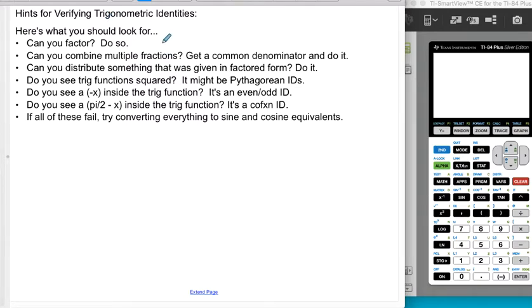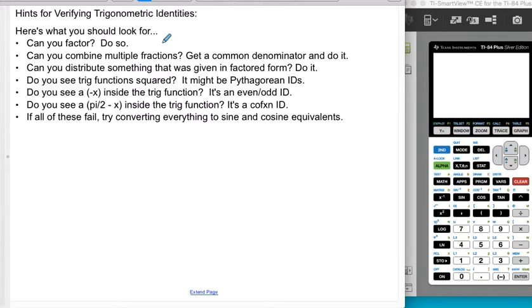Can I factor? If I can, maybe I should try that. Are there multiple fractions? I should try to get a common denominator and combine them. If something is already factored, can I distribute to make it look like something else? Are there trig functions squared? Then it might be one of those Pythagorean identities.